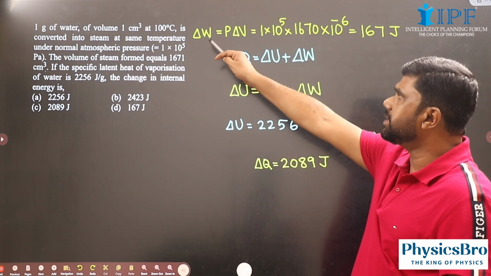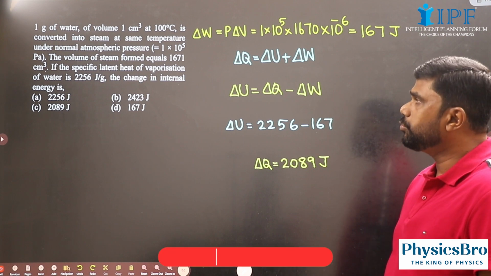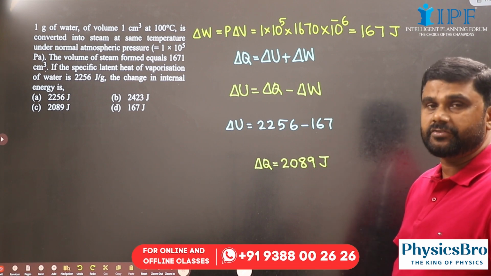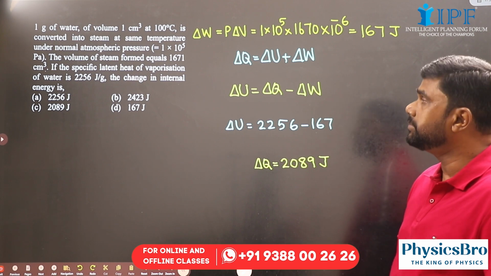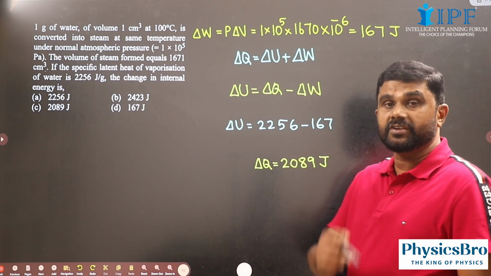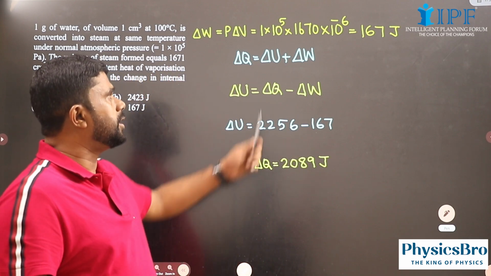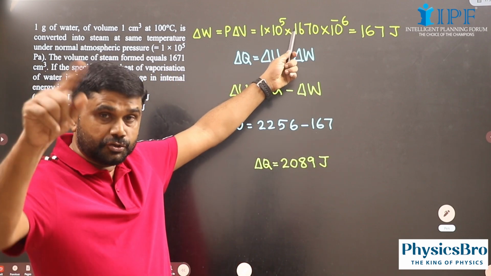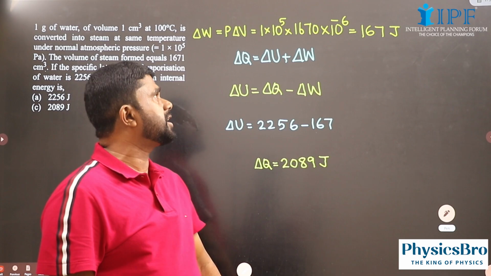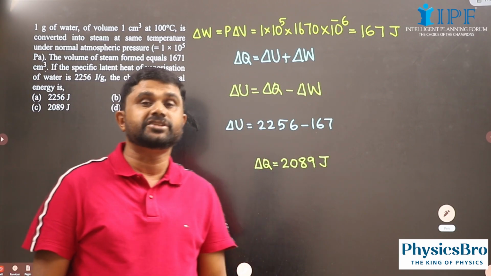See, work done delta W is P times delta V. And original volume was 1 centimeter cube. When it is converted into steam, the volume is 1671. So the change in volume will be 1670 centimeter cube. Can be converted into meter cube by multiplying with 10 raised to minus 6. So work done will be 167 joule.